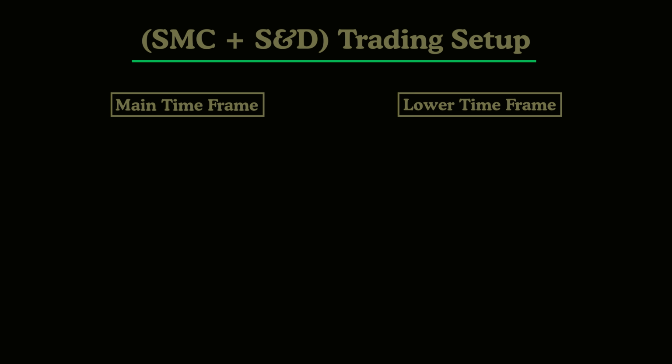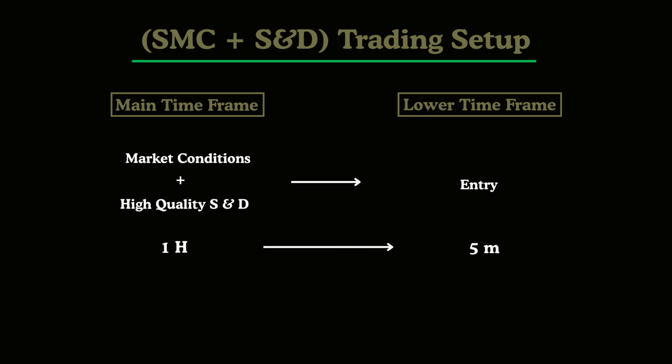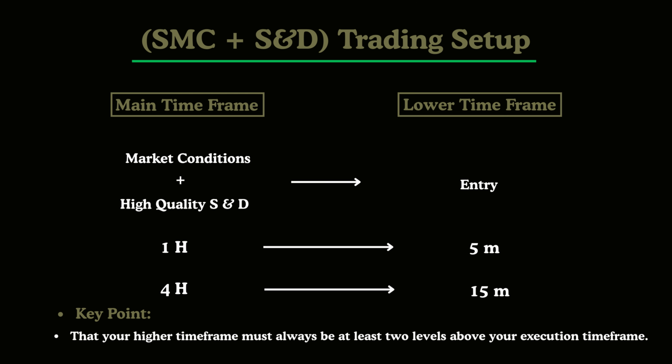This strategy operates using 2 timeframes. A higher timeframe for analyzing overall market conditions and pinpointing high-quality supply and demand zones, and a lower timeframe for fine-tuning confirmations and identifying precise entry points. The best combinations I suggest are the 1 hour with the 5-minute, or the 4 hour with the 15-minute chart. Of course, you can use other combinations, but the key principle is that your higher timeframe must always be at least 2 levels above your execution timeframe.